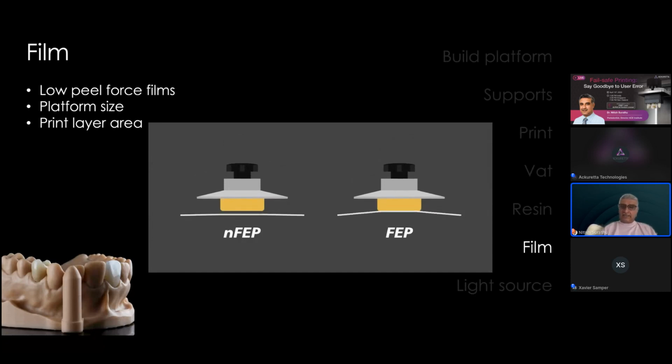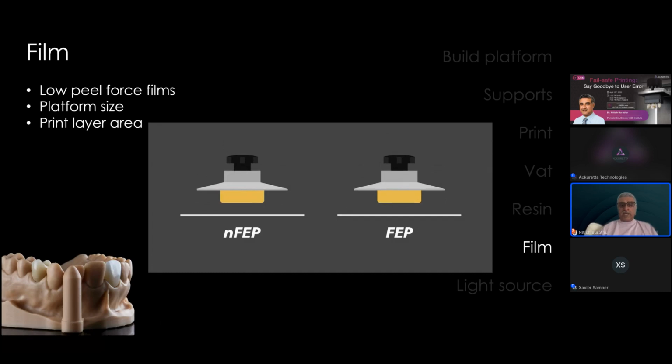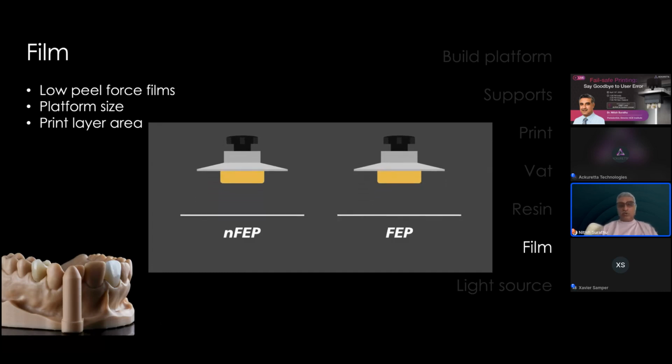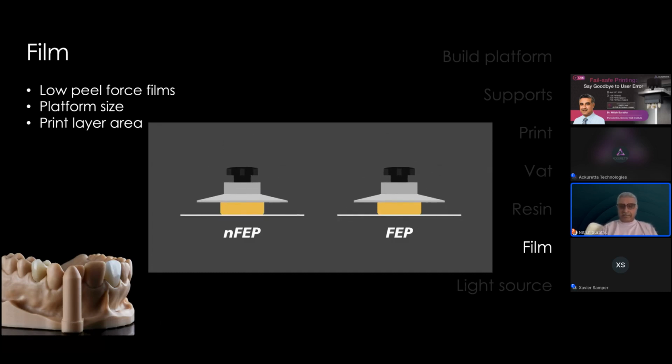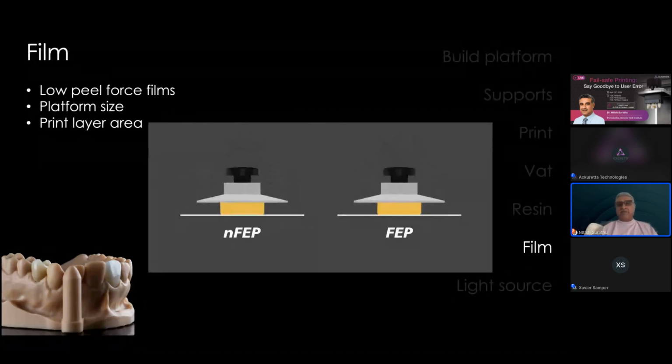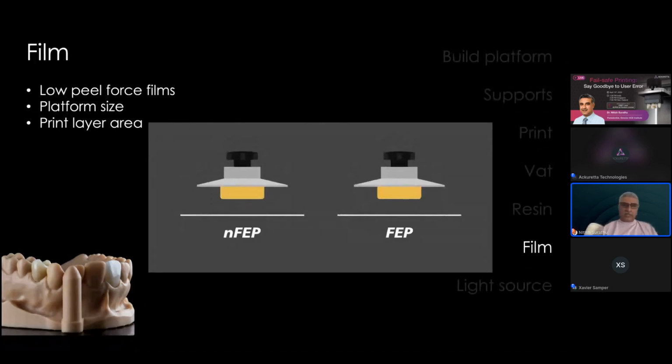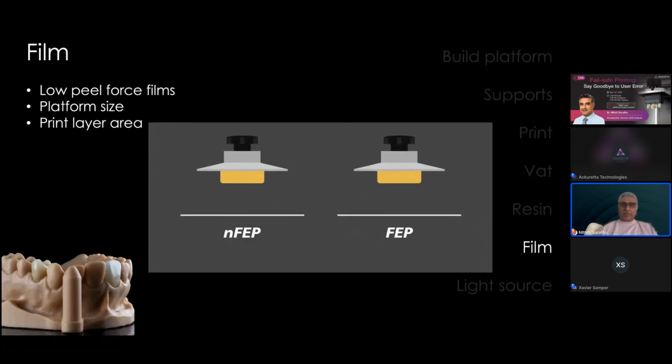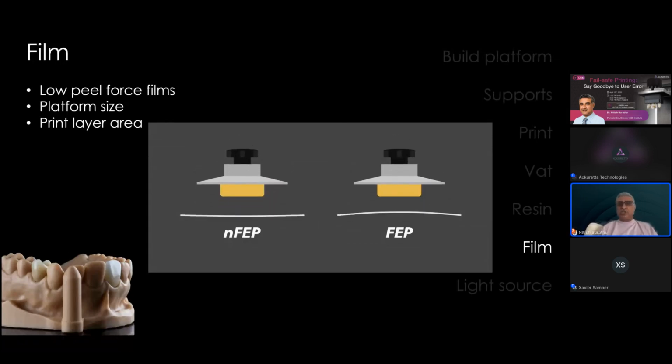Now, bear in mind, though, that even if you have NFEP film, you can choose platform sizes and print sizes and the number of prints that you put on a platform in the software. You can control all of those things to reduce peel force as well. And I suggest you do.